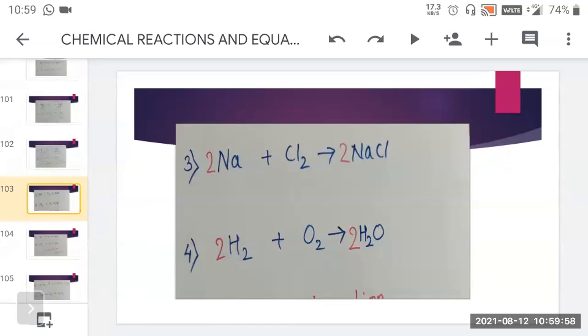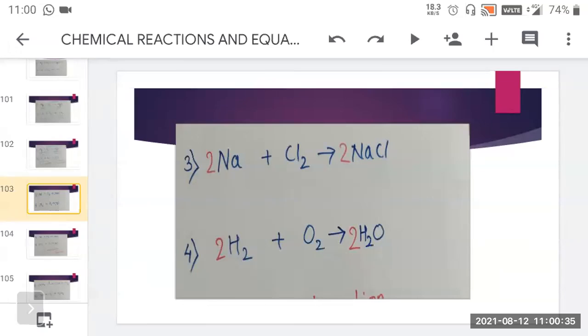Again, balancing the equation. H2 is 2 and oxygen is 2 in the reactant side, whereas in the product side, hydrogen is 2 and oxygen is 1. So to make the oxygen 2, we have to add the coefficient 2. Now after adding it, you can see that oxygen has become 2. The number of oxygen in the reactant and product side has become the same, but the number of hydrogen in the product side has increased. Here 2 twos are 4, so the number of hydrogen becomes 4 in the product side.